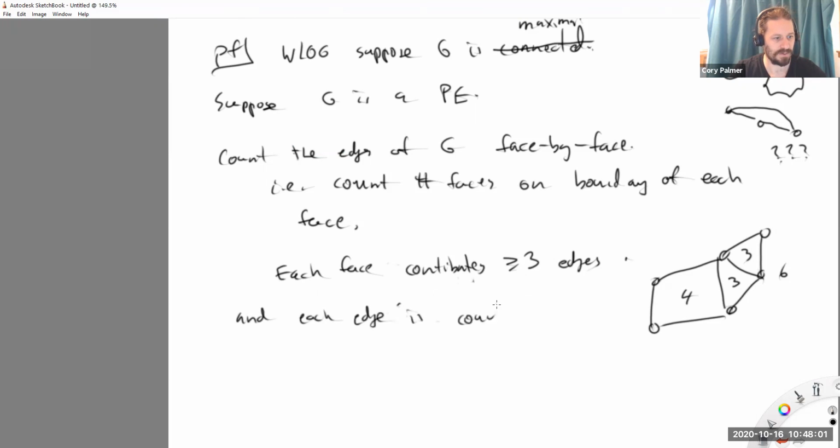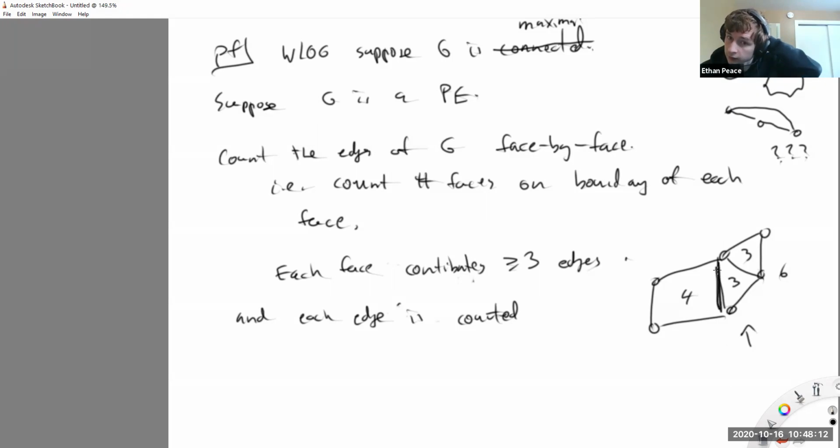is counted. How many times is each edge counted in this procedure, especially in this example here? Twice. Twice, once for each boundary, right? That edge is counted by the 4 here and by the 3 here.